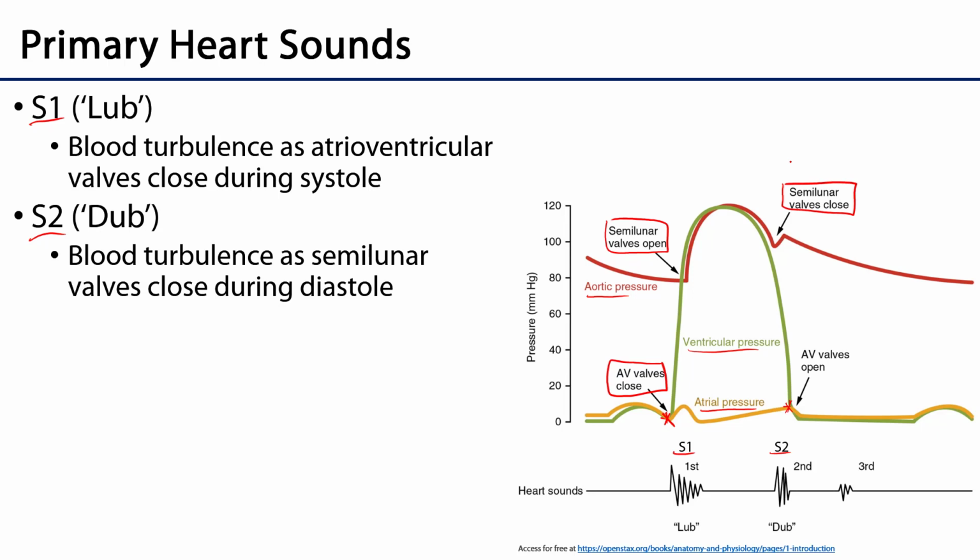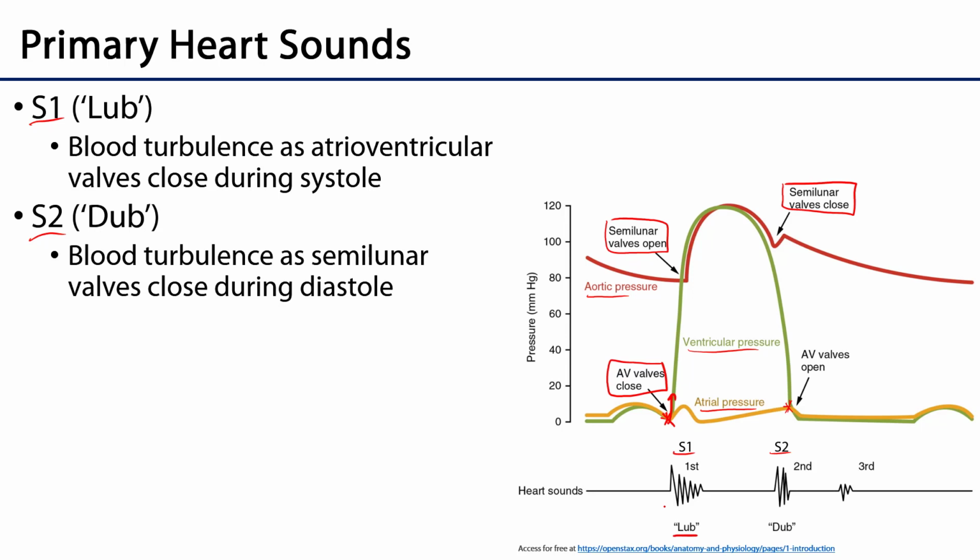So, as the atrioventricular valves close when ventricular pressure begins to increase, there's going to be blood turbulence as it pushes against those cusps that are held in place by the chordae tendineae that we'll discuss in a subsequent video. That sound is audible as S1 or lub.